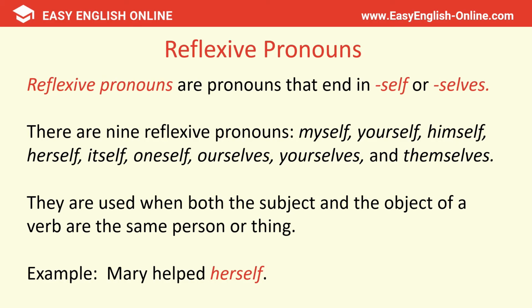So now let's look at reflexive pronouns. Reflexive pronouns are pronouns that end in self or selves. There are 9 reflexive pronouns: myself, yourself, himself, herself, itself, oneself, ourselves, yourselves, and themselves. They are used when both the subject and the object of a verb are the same person or thing. For example, Mary helped herself.